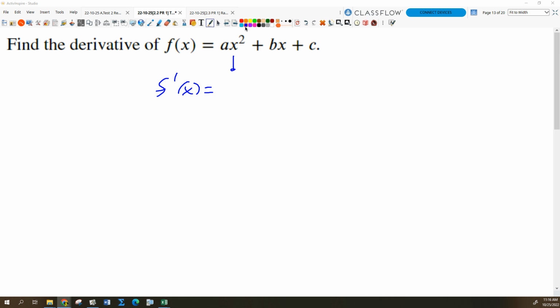So Marie, what's going to be the derivative of that first term? 2ax. Bring the 2 out front. 2ax to the 1 plus, what's the derivative of bx? b. Good, because the derivative of x with respect to x is 1. Derivative of c is 0. Okay? Questions?